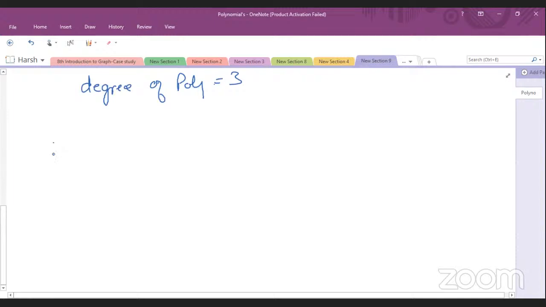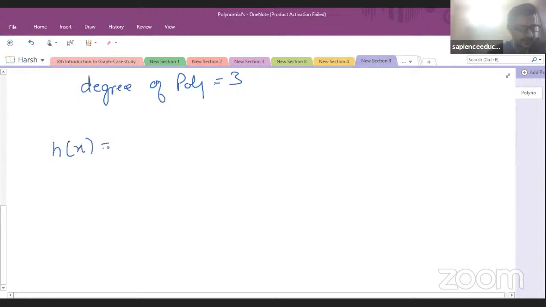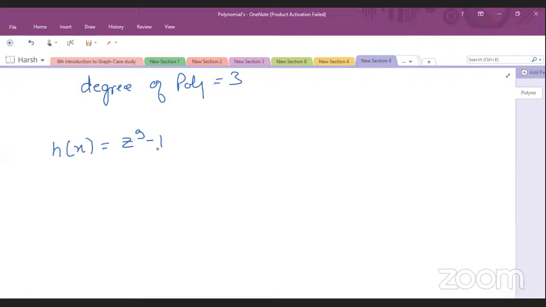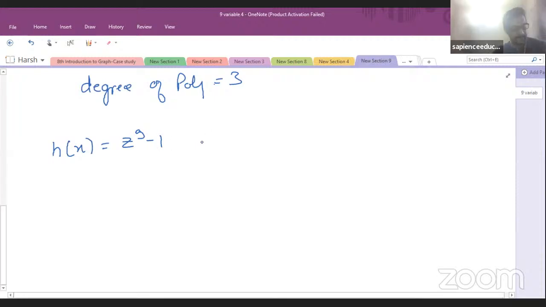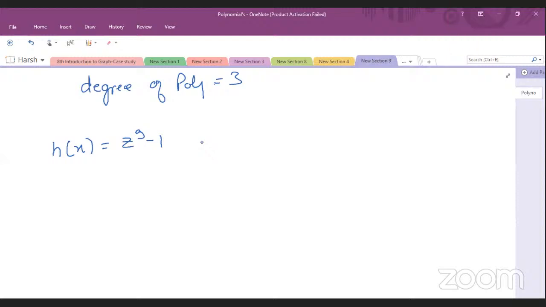Next question I am giving you: hx is equal to, let's suppose, z9 minus 1. Is it a polynomial? Yes, sir. It is a polynomial. Okay. And what is the degree? 9. Okay. Devratna, is it clear to you? Yes, sir, it's clear.